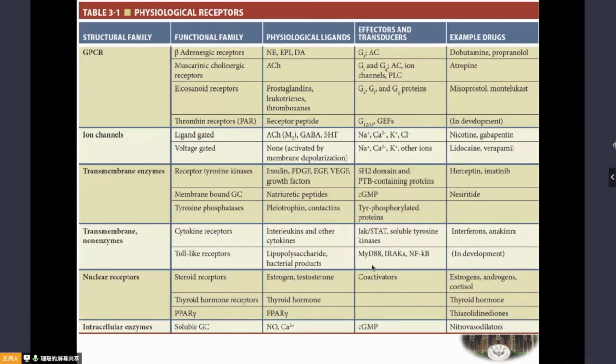There are a lot of types of receptors for drugs. Actually, the most common receptors for drugs are membrane-bound receptors, including GPCRs and ion channels, and a lot of transmembrane enzymes, and also some nuclear receptors or intracellular enzymes could be drug targets or drug receptors.